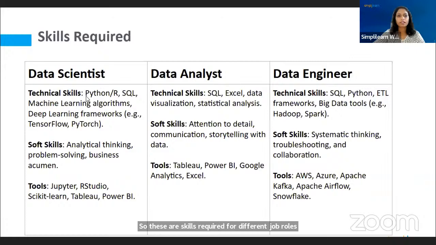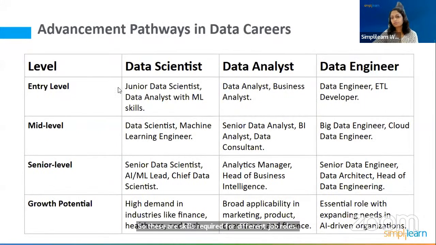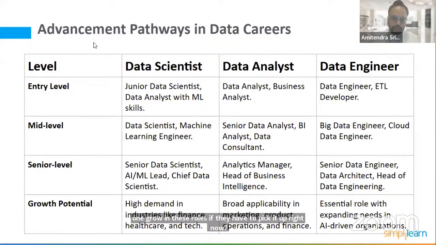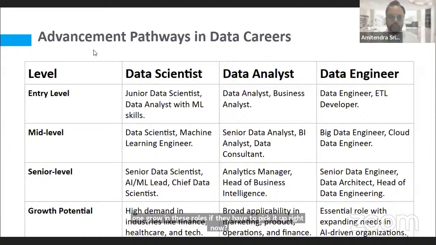Great, great. Thanks. So how can one grow in these roles if they have to pick it up right now? So if you look at this particular slide here, for data scientist, the entry-level job is junior data scientist, or data analyst with ML skills.